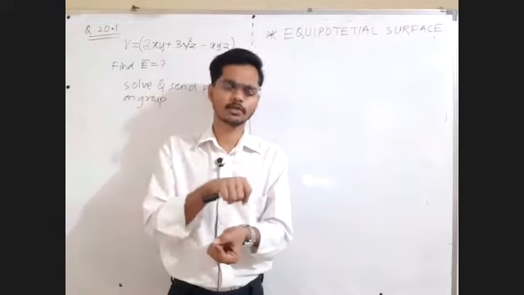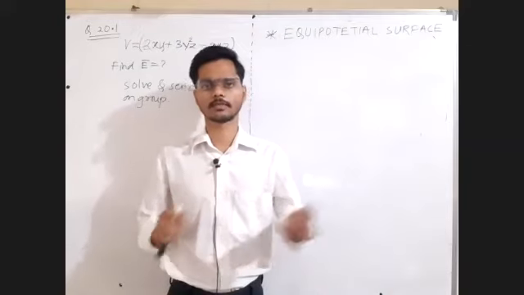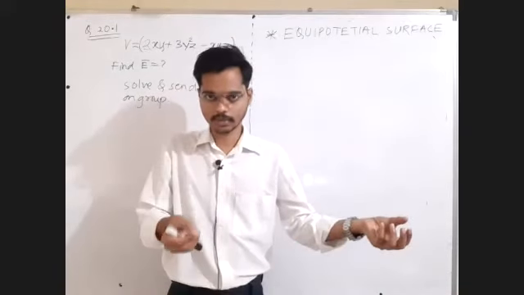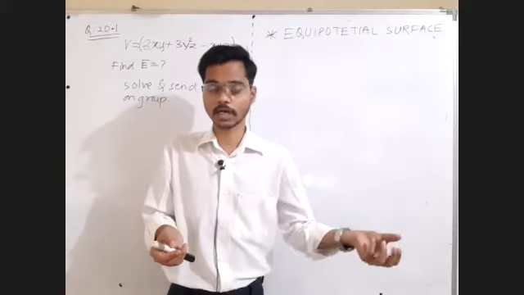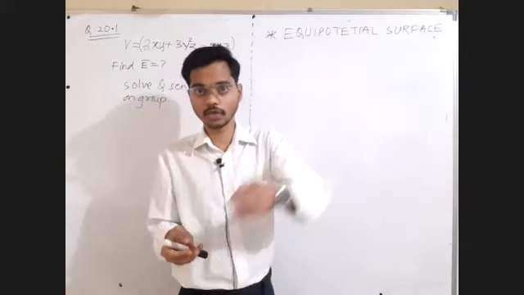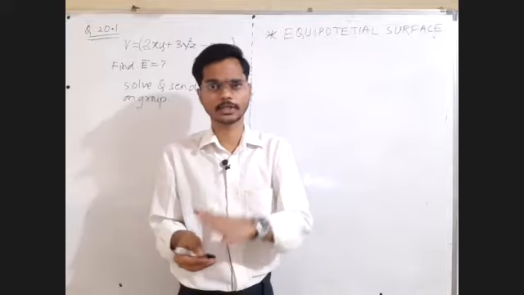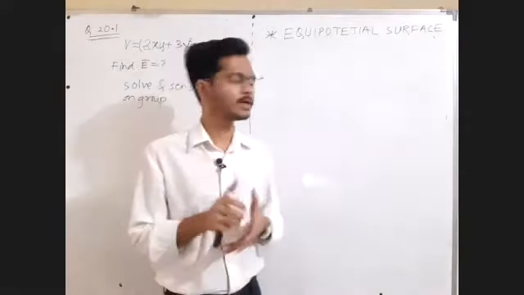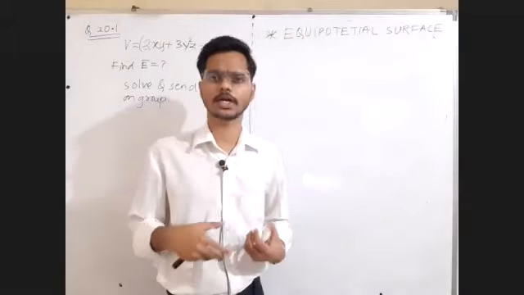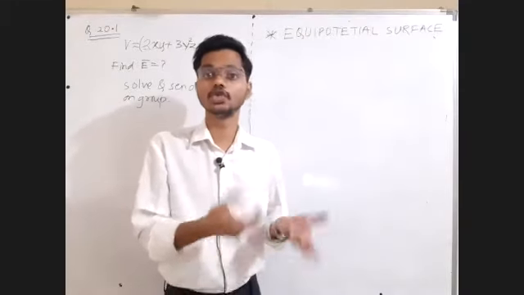So let's write the definition once again. Potential at a given point is the work done to bring a unit positive charge from infinity to the given point without acceleration. Okay, so that's the potential. Ultimately it is work done per unit charge, joule per coulomb.